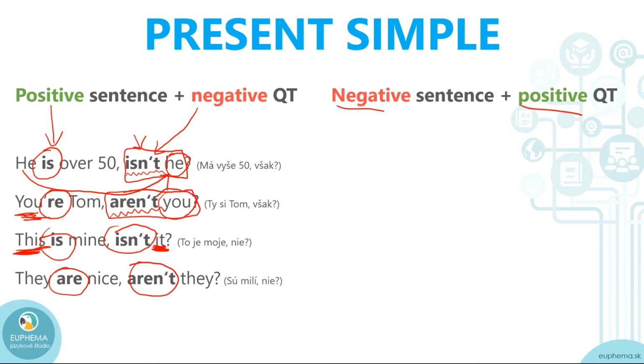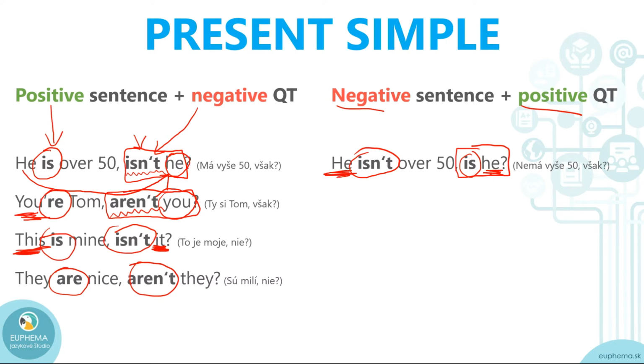Okay, so let's change this first sentence. He isn't over 50, is he? See, we started with negative verb, isn't. And then in a question tag, you must use a positive, is, right? And he, of course, is the same as in the sentence. Next, you aren't Tom, are you? Negative, aren't, then in a question tag, you must use a positive.